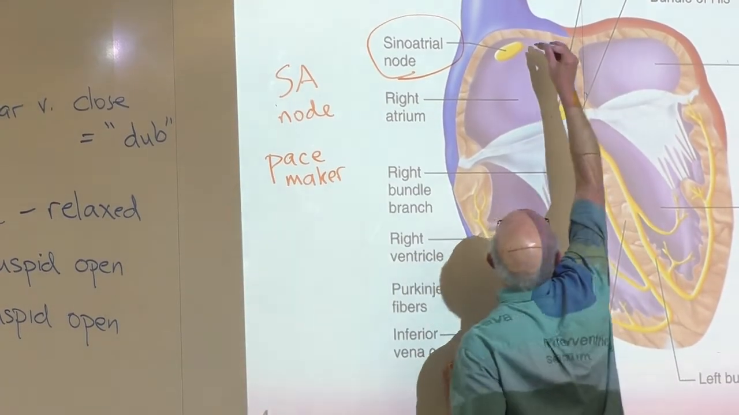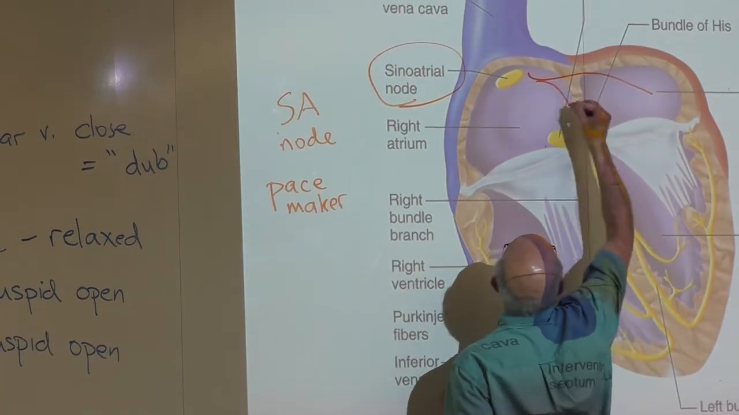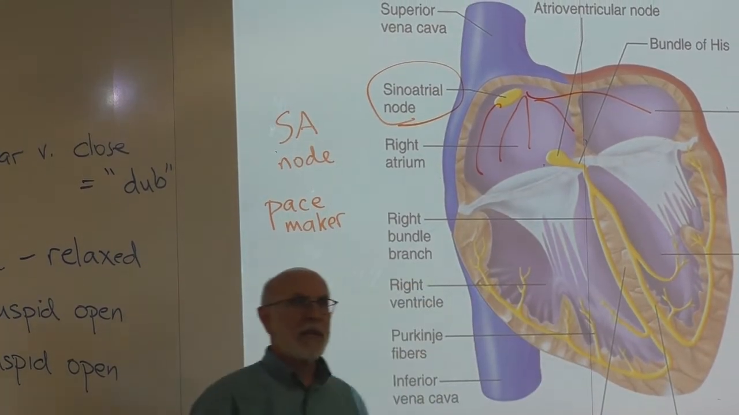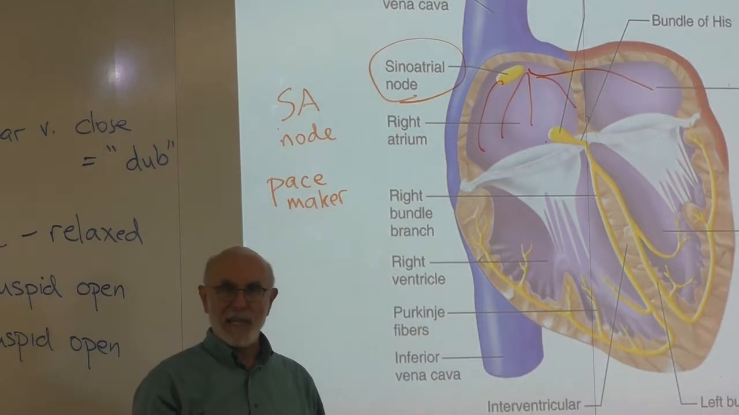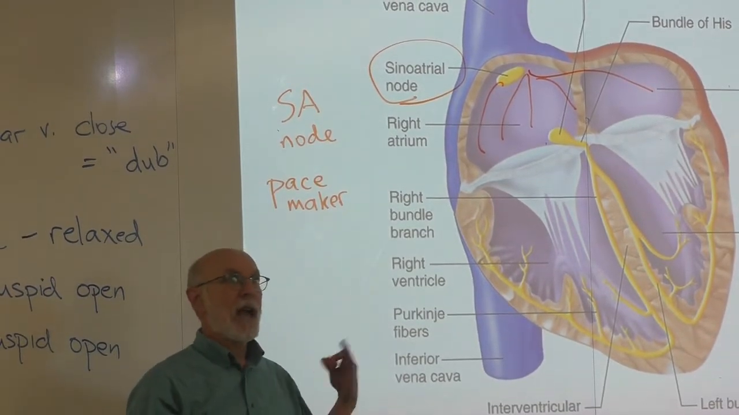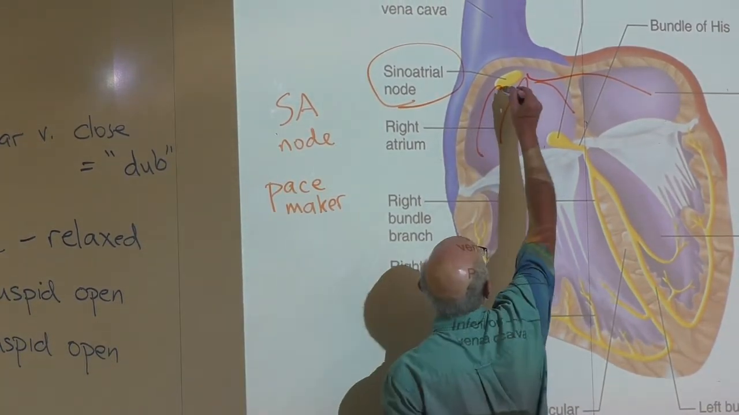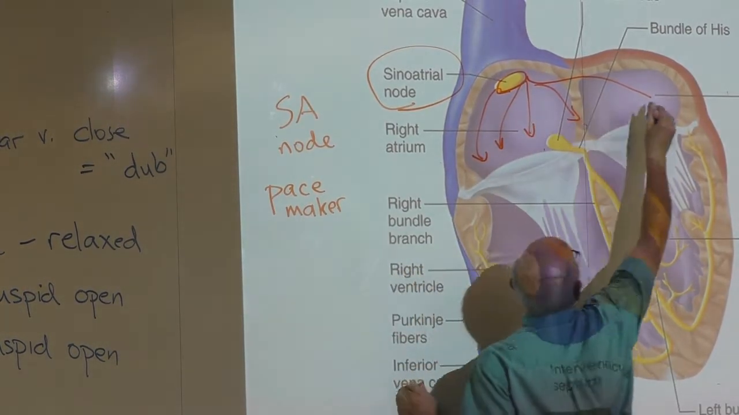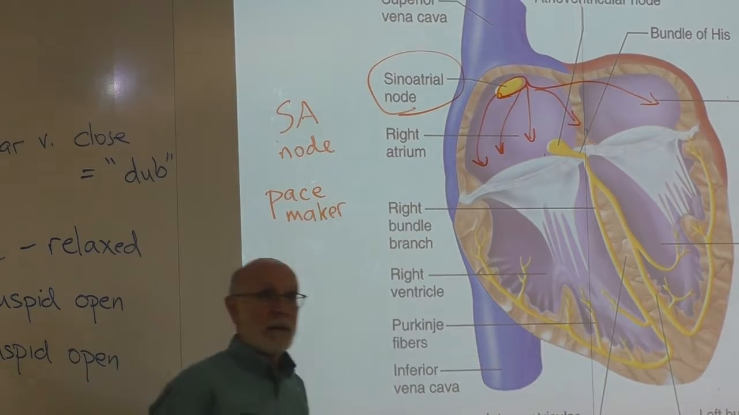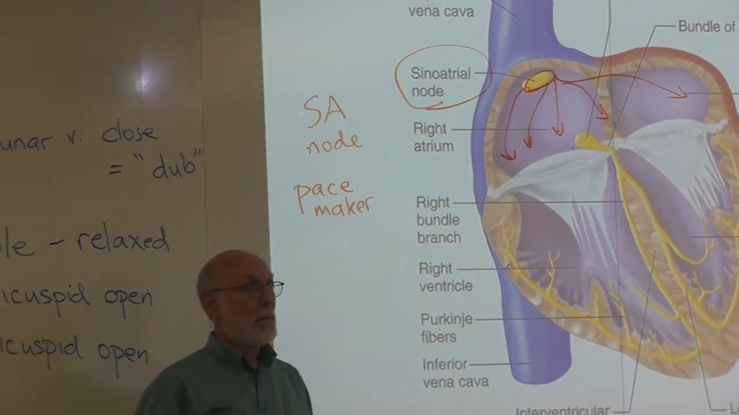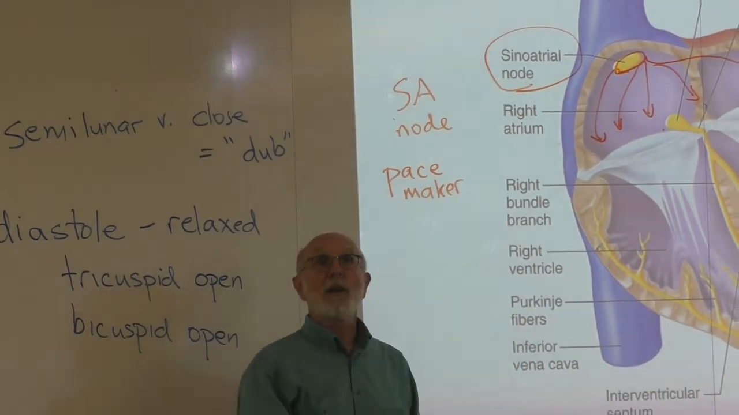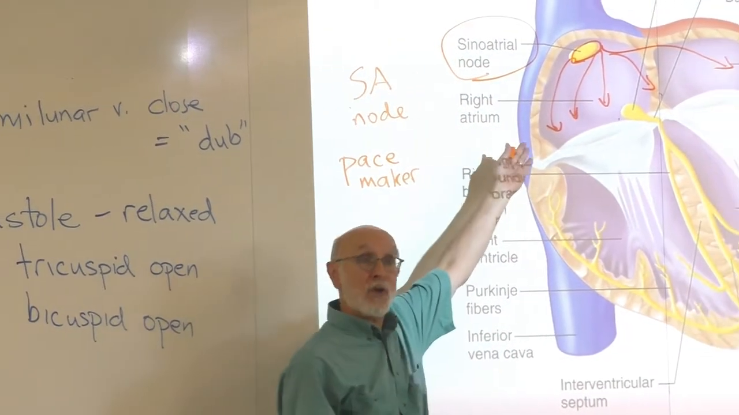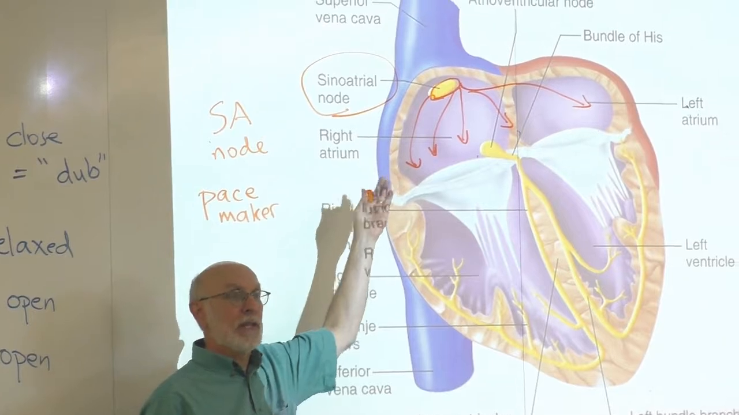And those action potentials spread throughout the atria. Why do they spread throughout the atria? Remember, all those cells are connected by gap junctions. So an action potential in the sinoatrial node gets communicated throughout the atria by cell to cell to cell communication. And the atria contract, and that's called atrial systole.